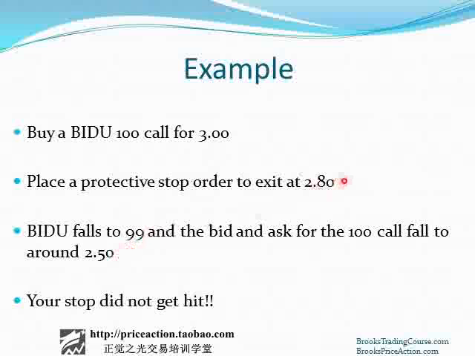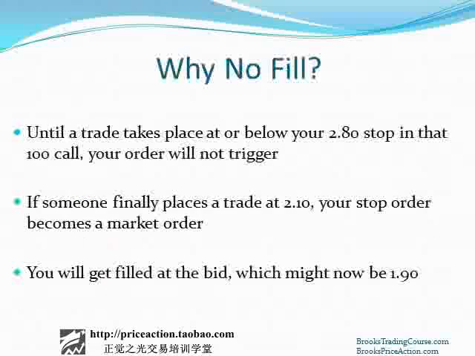Your stop at 2.80 only gets hit if there's a trade that takes place in that call at 2.80 or below. So right now you're looking and you're saying, Baidu's at 99, my call is at 2.50, and I'm still long and the market's falling. What am I going to do? Okay? If someone finally places a trade in that call at 2.10, if someone buys the call, sells the call at 2.10, right? Remember, you bought it at 3, and it's way below your 2.80 stop.